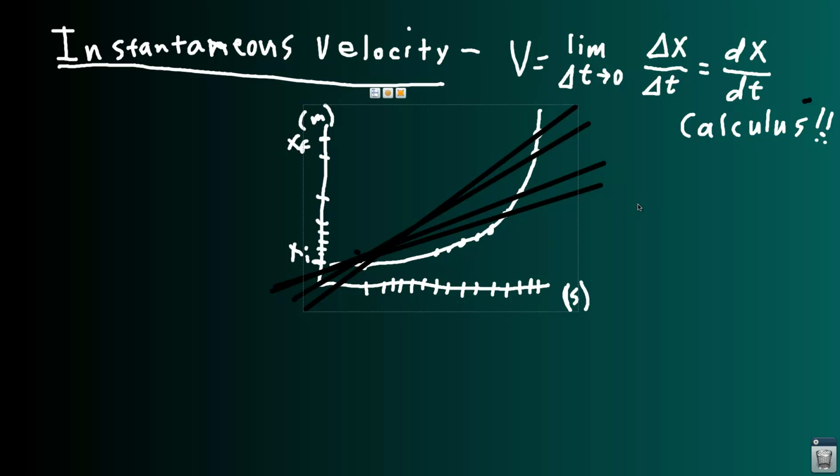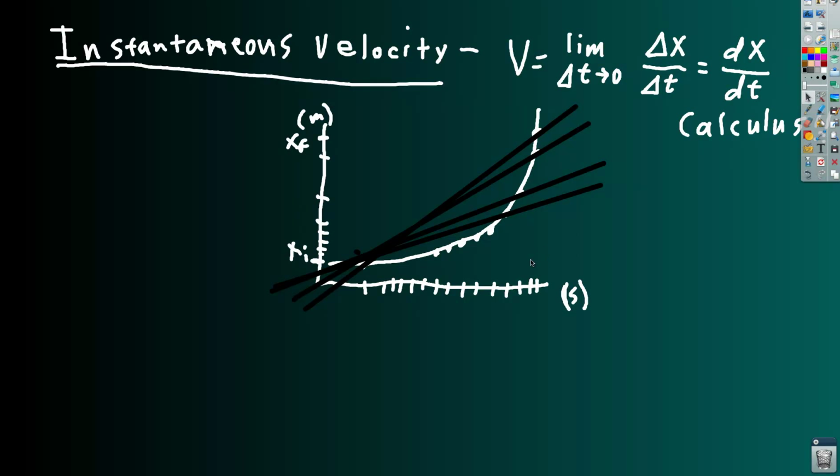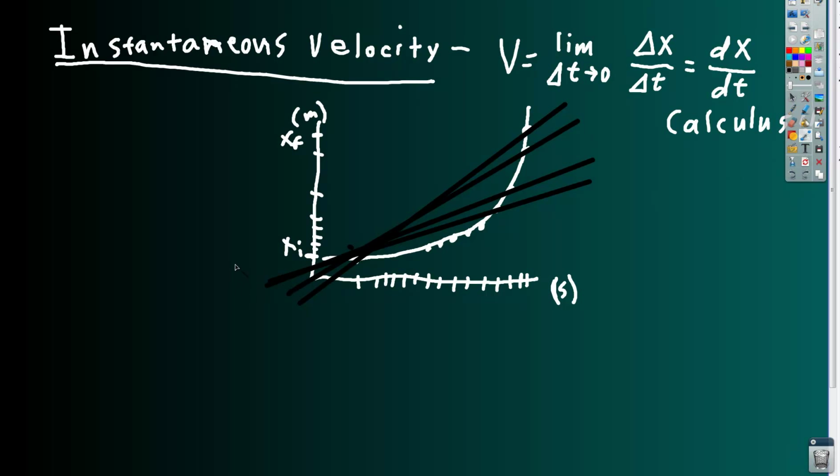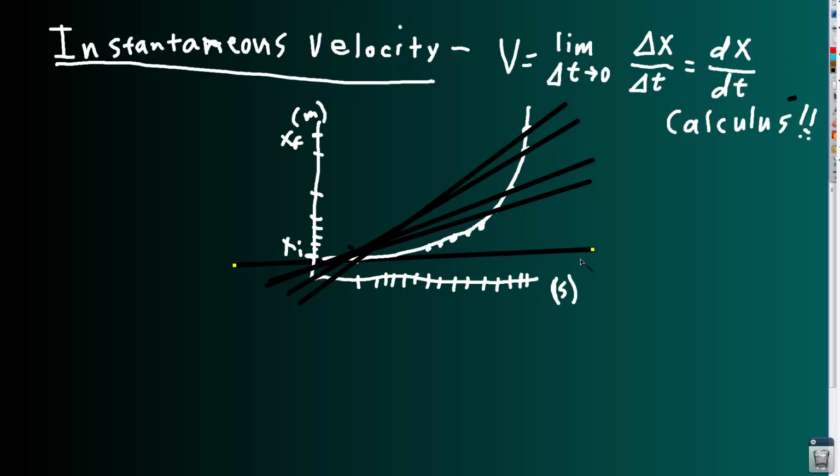And what you'll notice is eventually, as this point gets closer and closer and closer to the first point, so that the change in time here is 0, you're going to get what's called a line that is tangent to the graph at that one point. Tangent meaning it only intersects once.